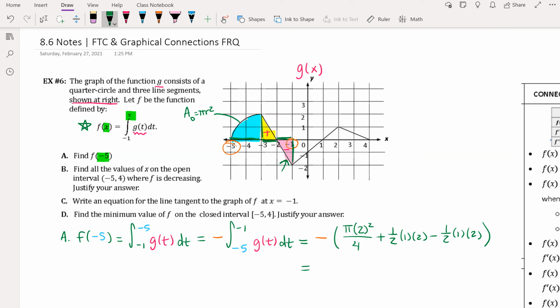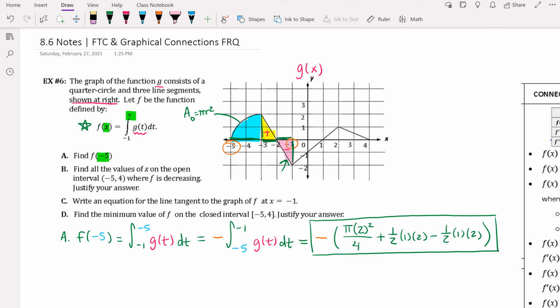Normally, I would not simplify this. Normally, I would just leave your answer like this. So actually, let's box this. Eventually, we are going to have to simplify for part D, but we don't know that yet. So let's pretend we're taking the AP exam and we're trying to save time. And let's box that answer. Okay, cool. Let's move on to part B.